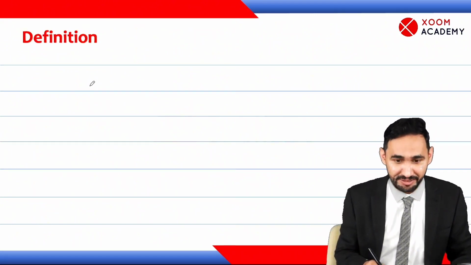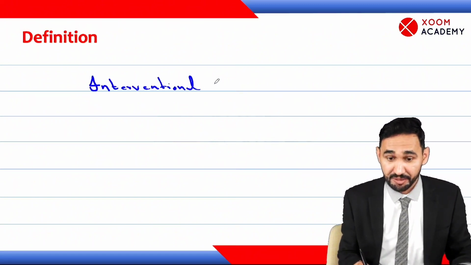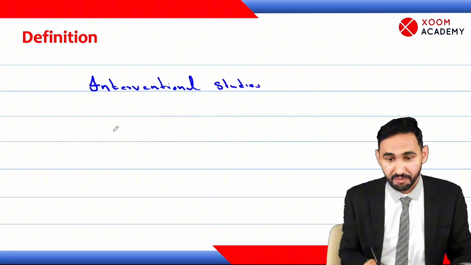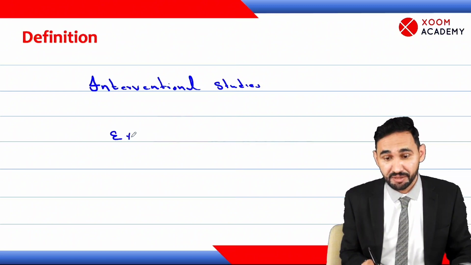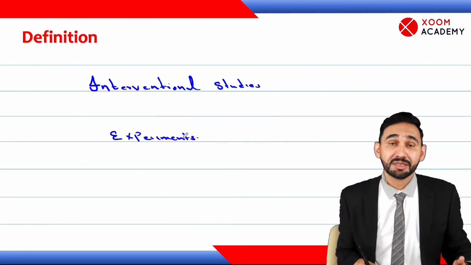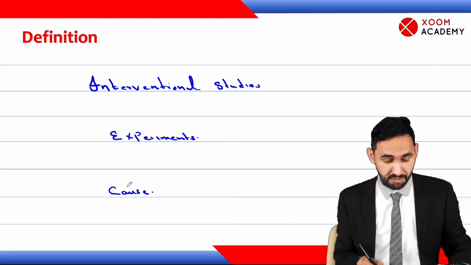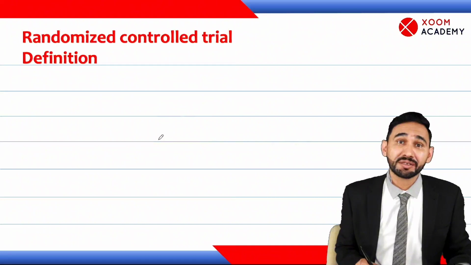They are interventional studies. Intervention is being done. They are experiments. We perform certain experiments on human beings and animals. These interventions give an idea of the exact cause. So, what is a randomized controlled trial?